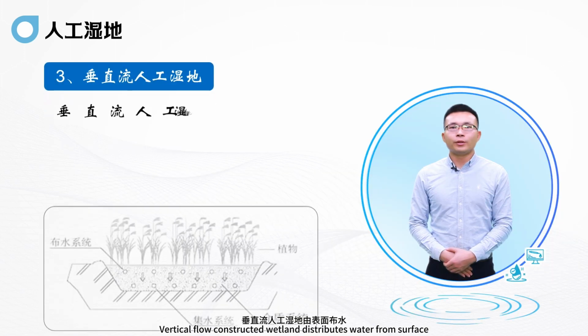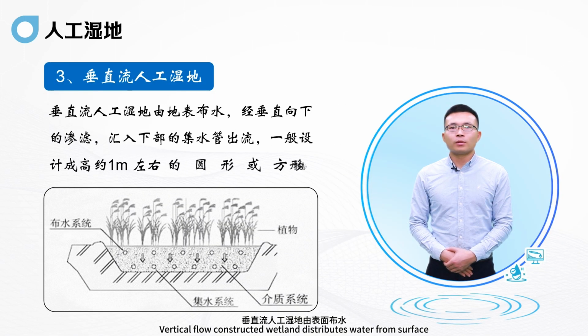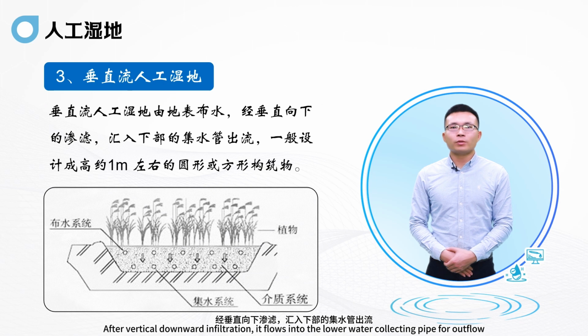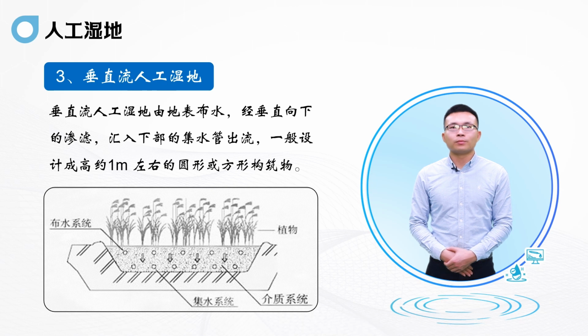Vertical flow constructed wetland distributes water from the surface. After vertical downward infiltration, it flows into the lower water collecting pipe for outflow. Generally, it is designed to be a round or square structure with a height of about 1 meter.